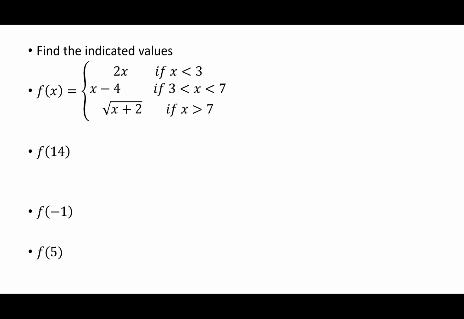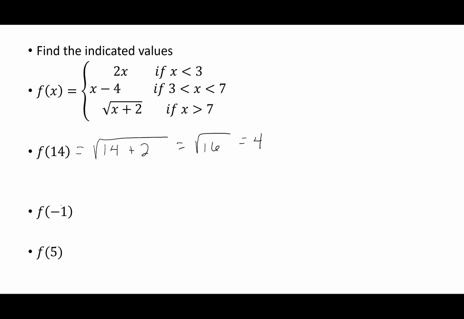So I'm going to start with 14 and I look. Is 14 less than 3? No. Is it between 3 and 7? No. Is it greater than 7? Yes. So I'm going to do the square root of 14 plus 2. That's the square root of 16, which is 4.